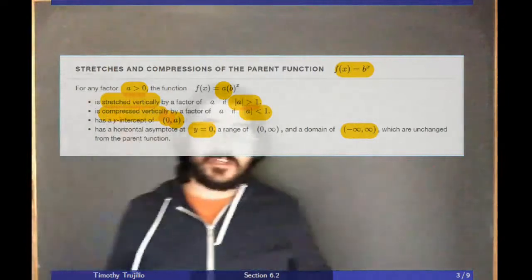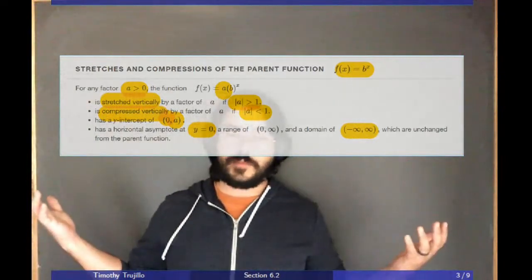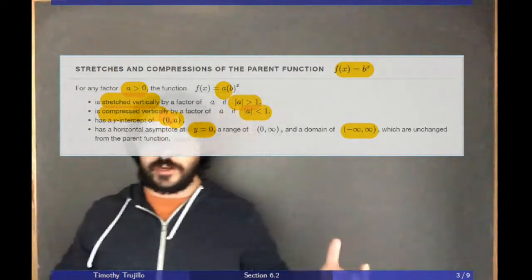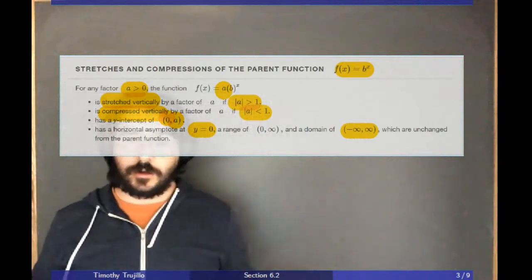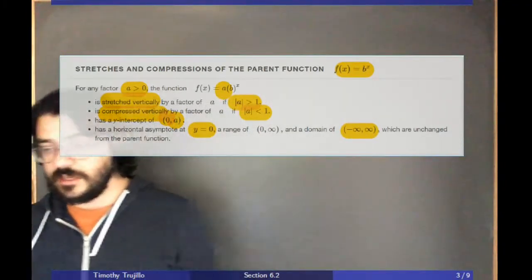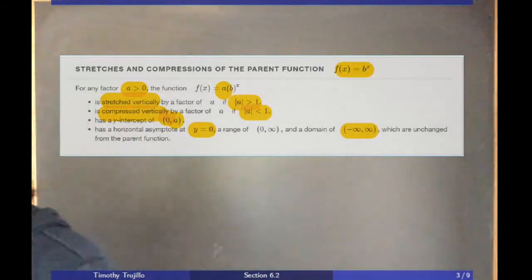And this is a really good thing to keep in mind for the final exam, because if somebody gives you an exponential function and asks you for the domain, you don't even have to really do any algebra or anything at all. You can just write down, it's negative infinity to infinity, right? You can plug anything into an exponential. Something that's a little bit harder is the range, right?